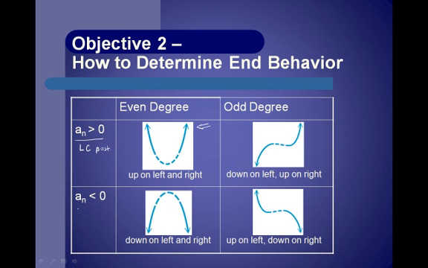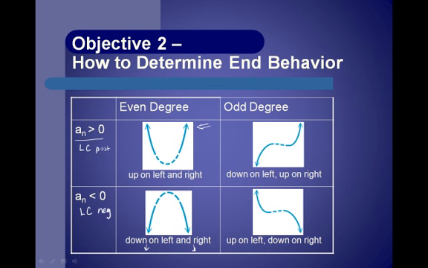Now, the second one says if a sub n is less than 0, which basically says the leading coefficient is negative, and the degree is even, then both of the endpoints will go down. And then the last one says if the leading coefficient is negative and you have an odd degree, then the graph will go up on the left and down on the right.